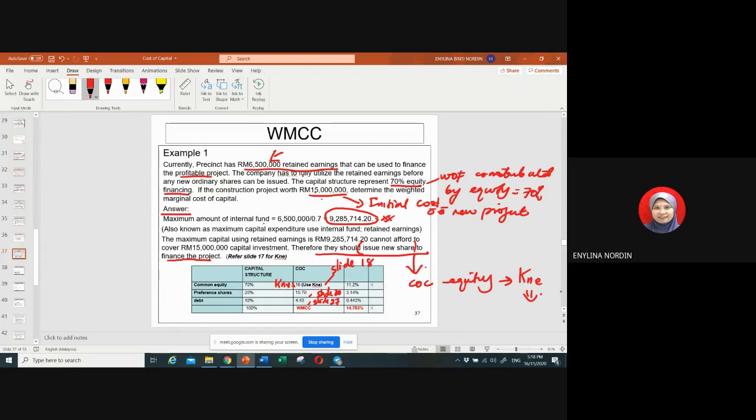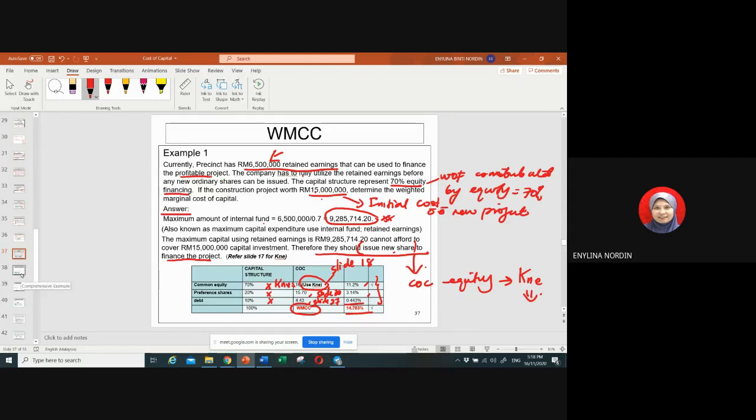Remember, we are using Kne, not Ke, because the company has to issue the new shares. So we have these three and then we multiply by the WOF of each component. Then you get this figure. You total these three and you get the weighted marginal cost of capital, WMCC. It is no longer WACC. It is called WMCC because the company issues new shares to finance the new project.